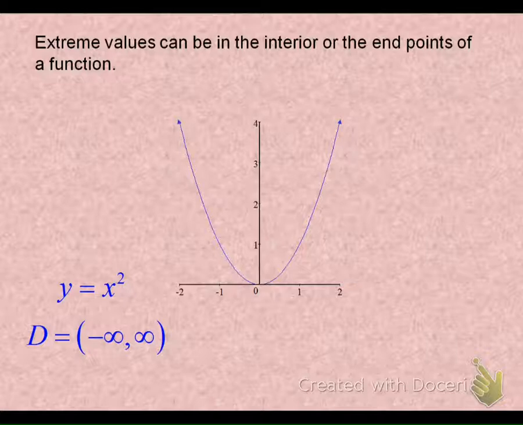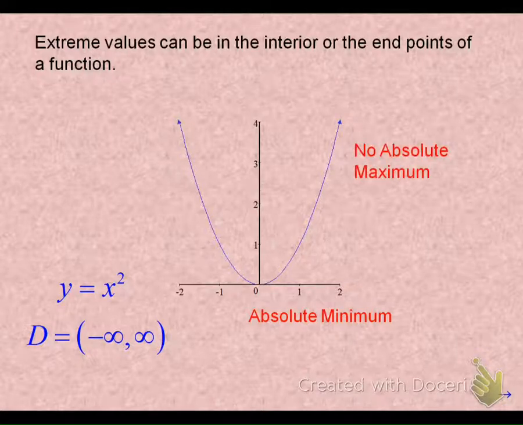But anyway, just wanted to show you a few examples here. If we look at the graph of y equals x squared, we can see that the domain is all real numbers, and we can see also that we have an absolute minimum value, but we have no absolute maximum value. And this is consistent with the extreme value theorem.